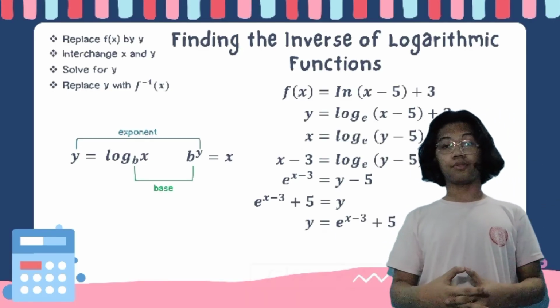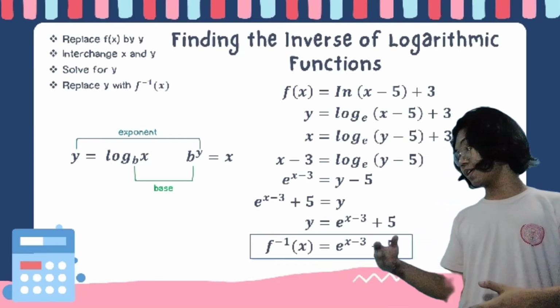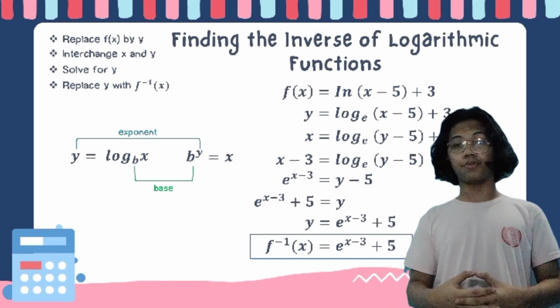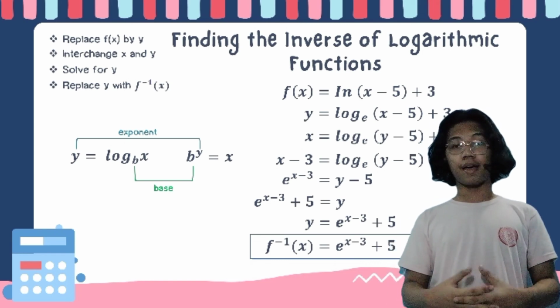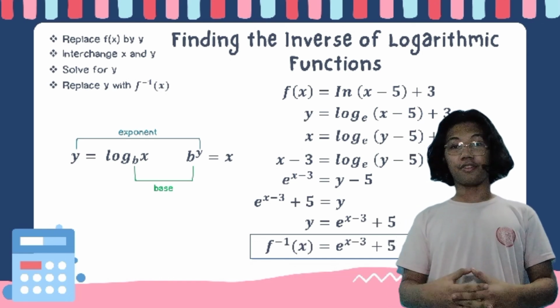The only thing to do is to replace y with f inverse of x. So if we replace that, we're going to have f inverse of x equals e raised to x minus 3 plus 5. And there you have it. You solved another, or inversed another, logarithmic function.